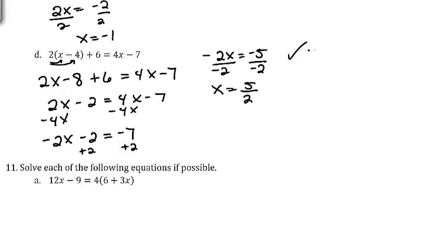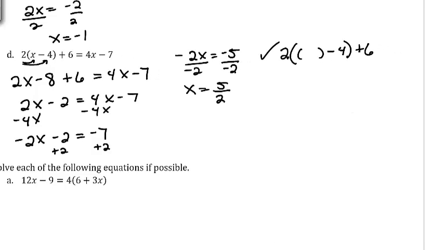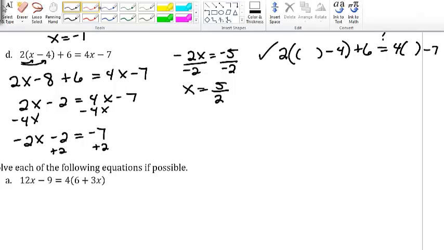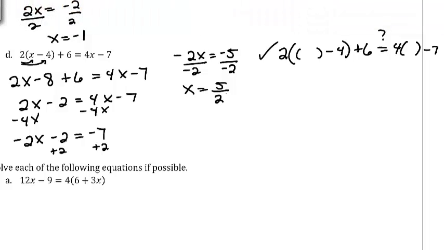Again, we want to check this. So we're going to have 2 times the quantity and then an empty set of parentheses for what I got for x, and then minus 4 plus 6. We want to know, is this equal to 4 times x, so leave an empty set of parentheses, and then minus 7. And in the parentheses, we're going to write what we got for x, which was 5 halves.